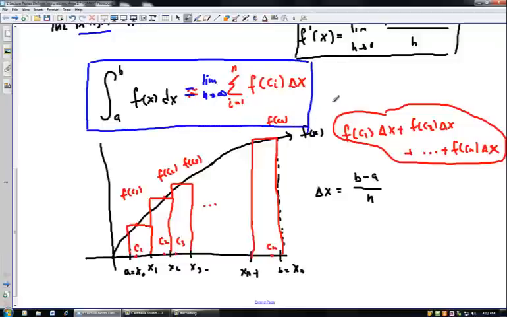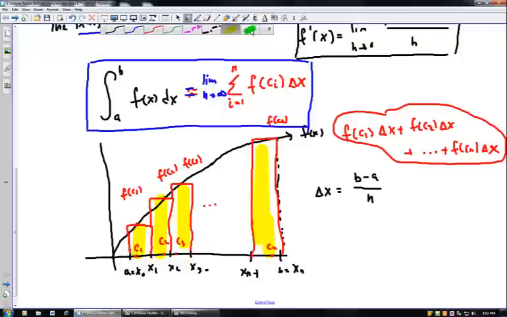Okay. Understand the idea. All you're doing here is adding up areas of rectangles. So f of C sub i delta x is just the area of any general rectangle. So you do the first one, the second one, the third one, the fourth one, the fifth one, and so on, all the way up to the nth one out here. And as you take more rectangles, you get a better and better approximation to the actual area underneath the curve. And that's how we define this definite integral.